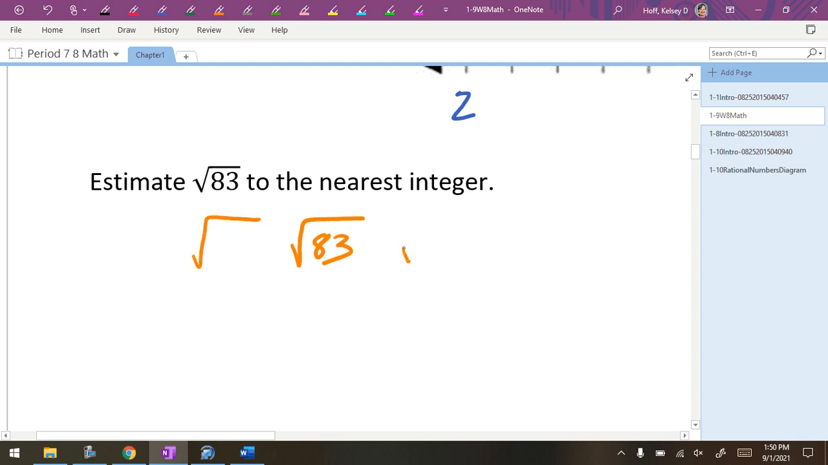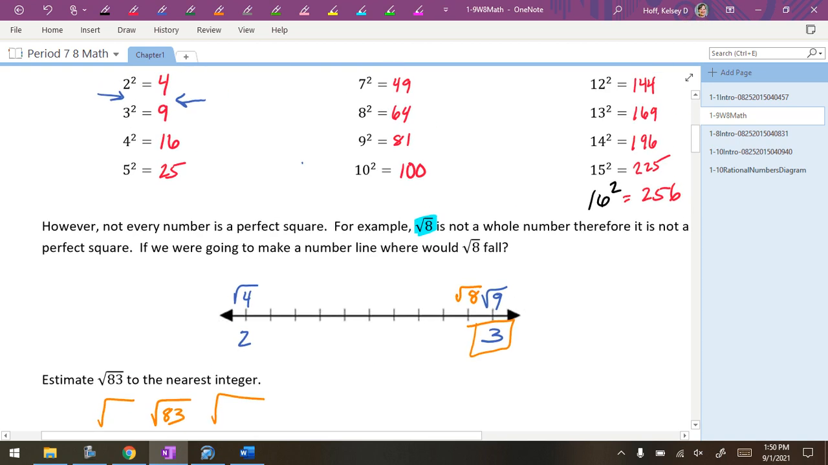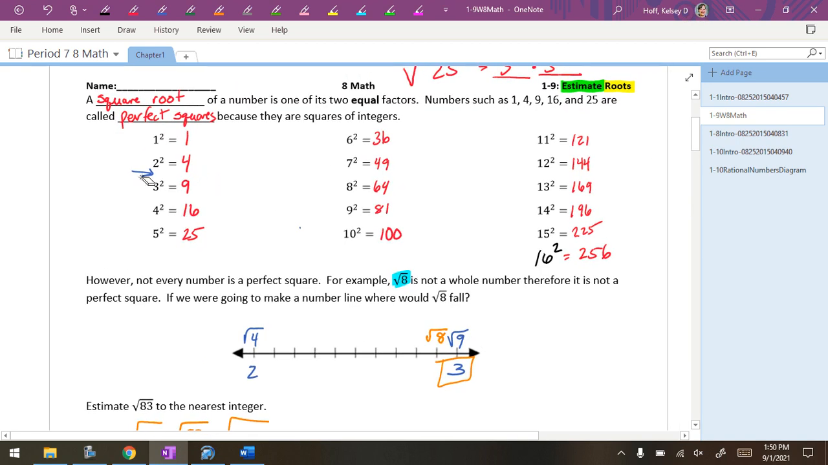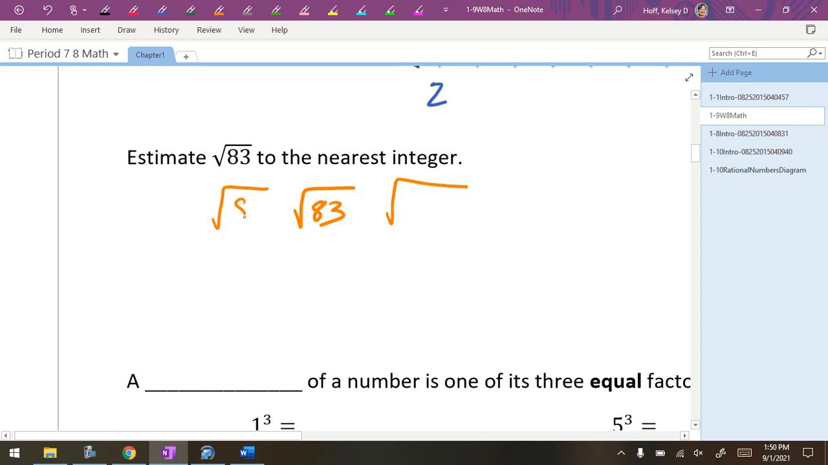I need to find what square root is a little bit smaller and what square root is a little bit bigger. So in your chart up above, we need to find in the numbers you filled in where 83 falls between. What two numbers does 83 fall between that you wrote down? Aiden? 81 and 100. Does everybody agree it would fall in between these two? Okay, so that means the square root of 81 is smaller and the square root of 100 is bigger.